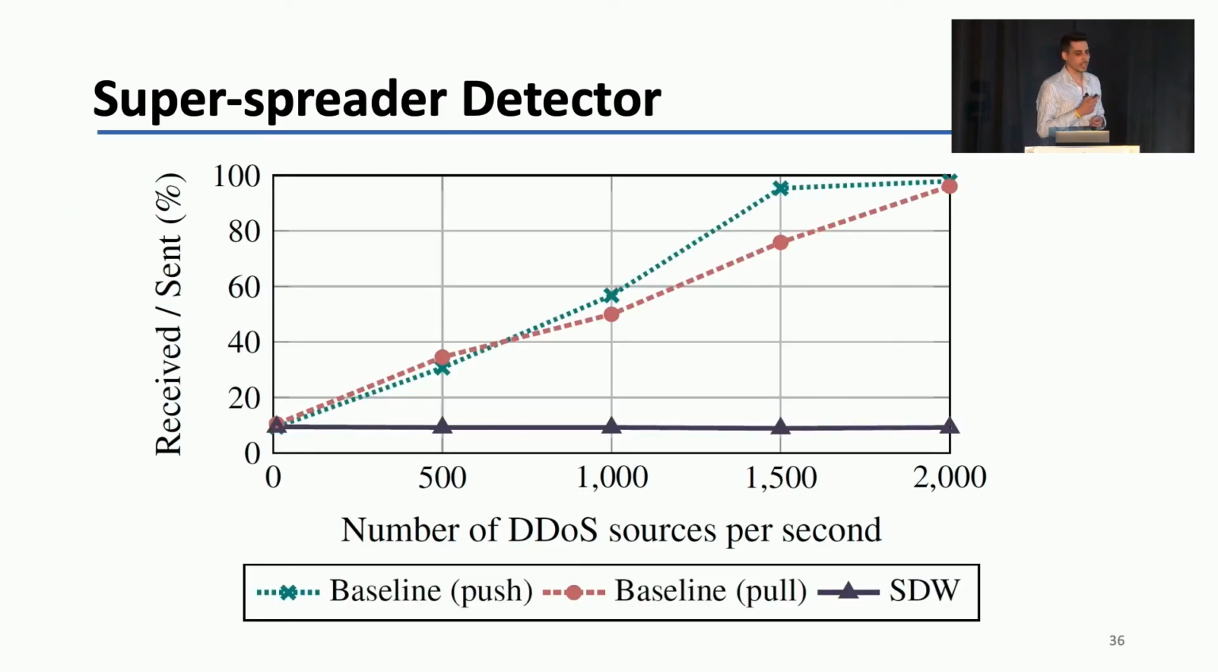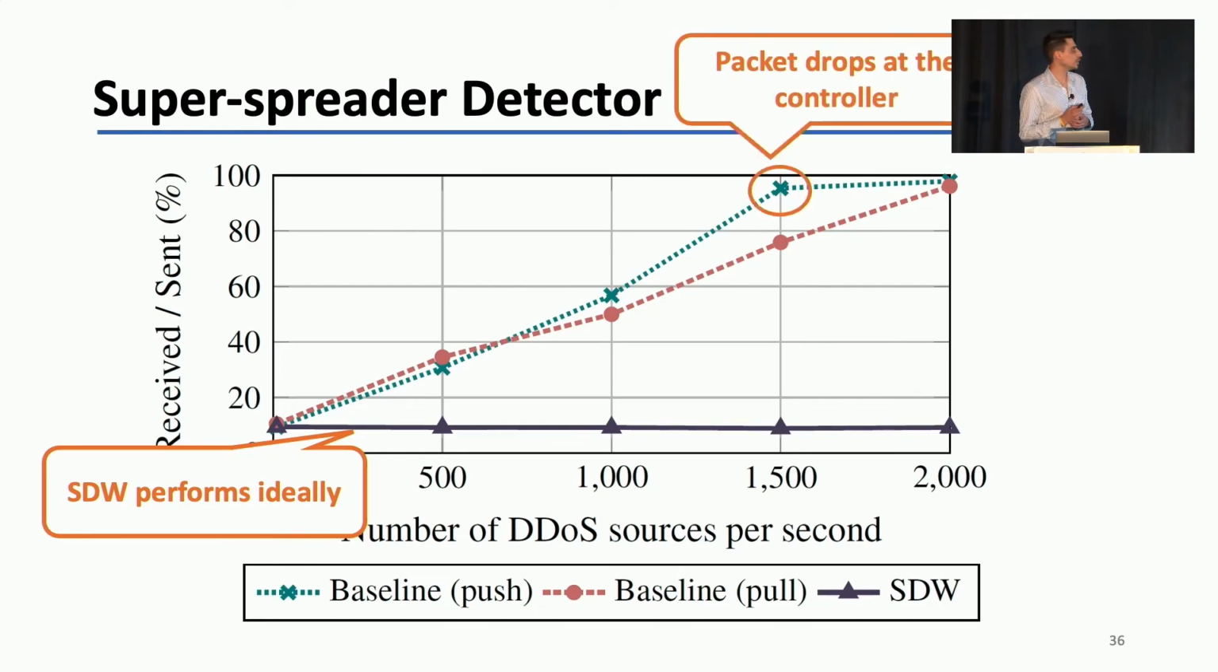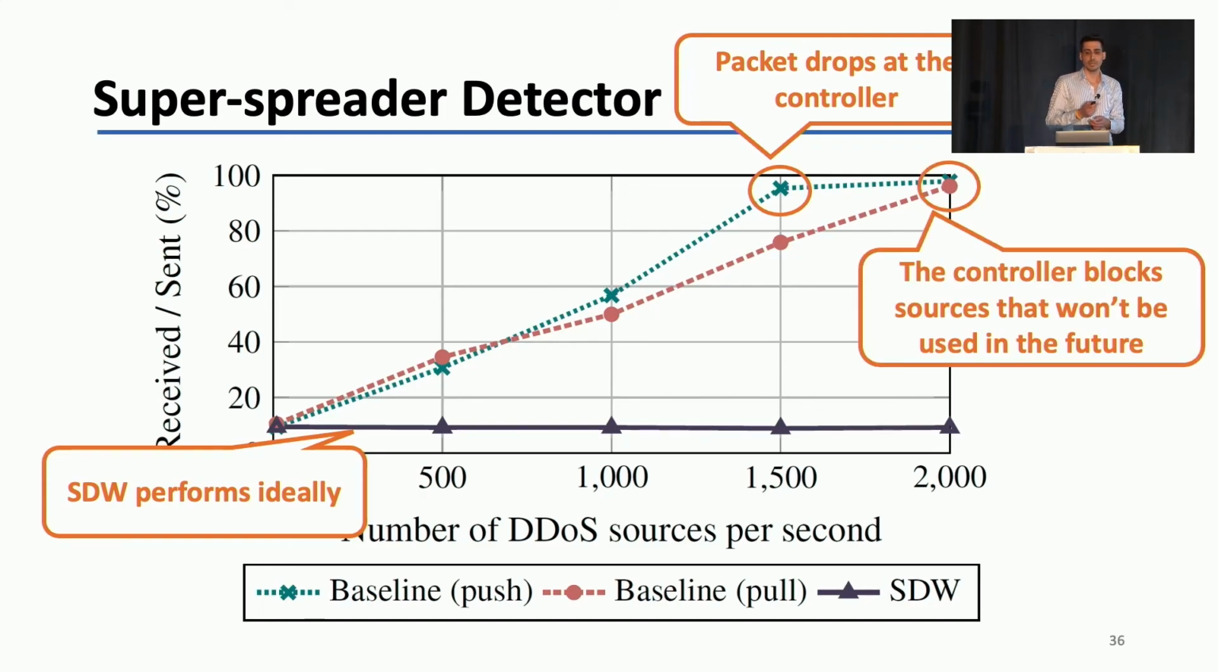So as you can see here, SDW performs ideally, regardless of the number of different sources that the attacker uses. While on the other end, the push design breaks at 1.5K different sources because it starts dropping packets, and then there are IPs that are never blocked. Similarly, the pull design breaks at 2K sources, and there the controller lags behind, so it basically processes IPs that will not be reused anymore, while the attacker is now working with a new set of IPs. So it always misses the new IPs.